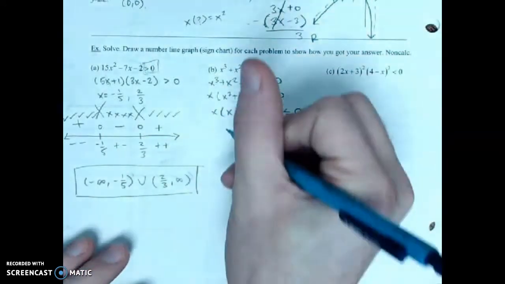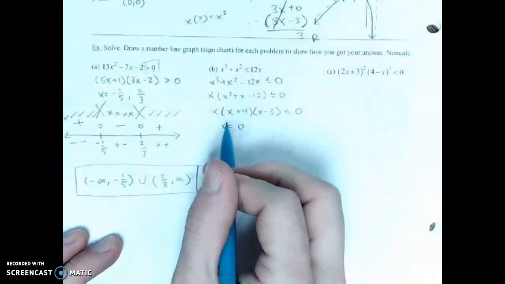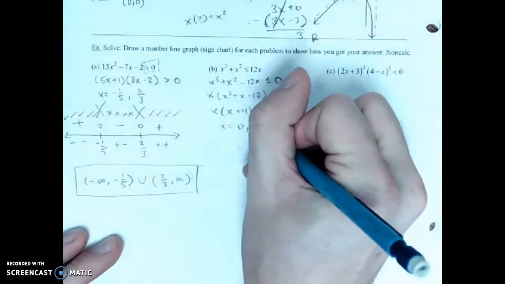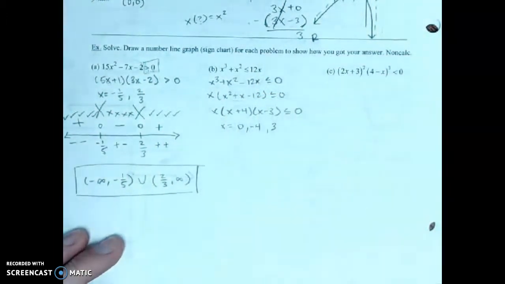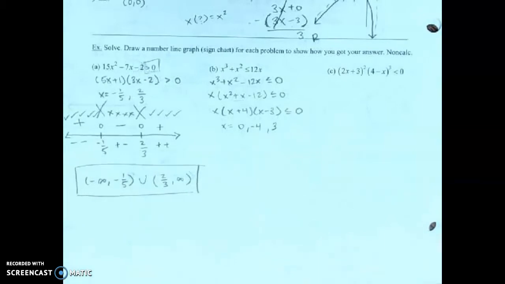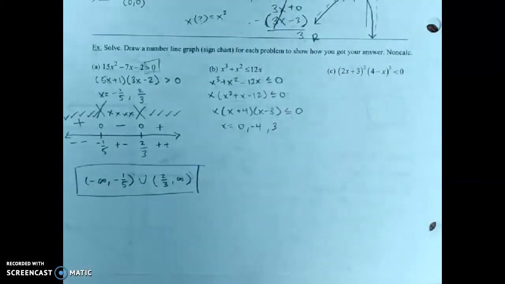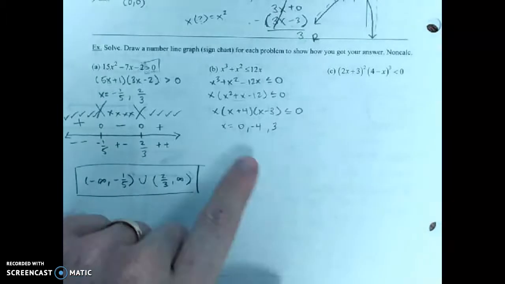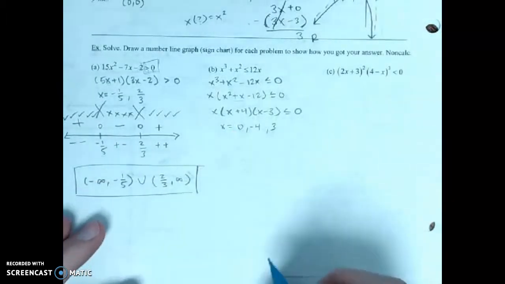Alright, so then we find the critical points. Got 0 from that factor. Got negative 4. And got 3. So the first thing is get it all on one side so that we have a 0 on the other. Factor it completely. Take all those factors and find the important values.